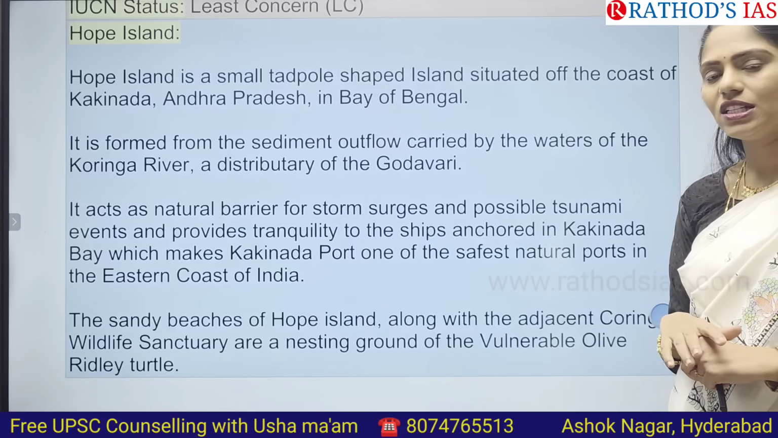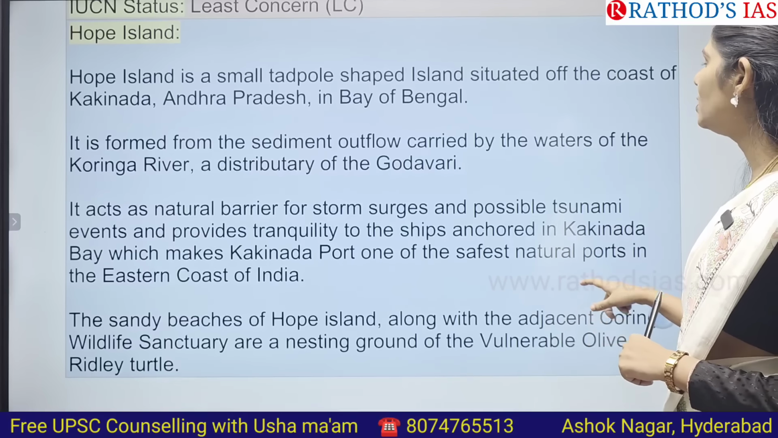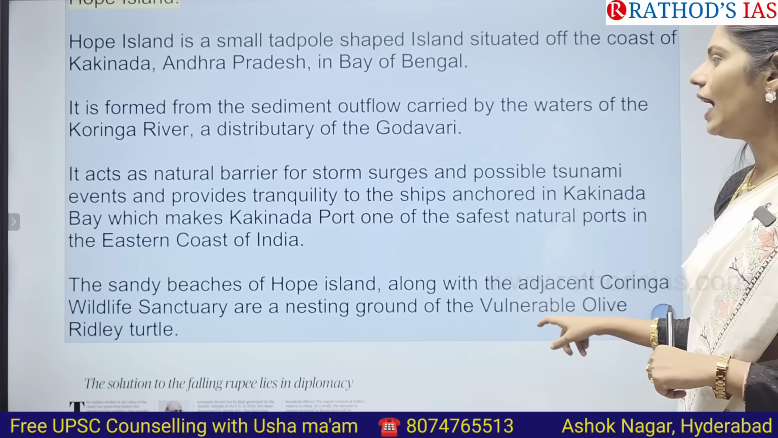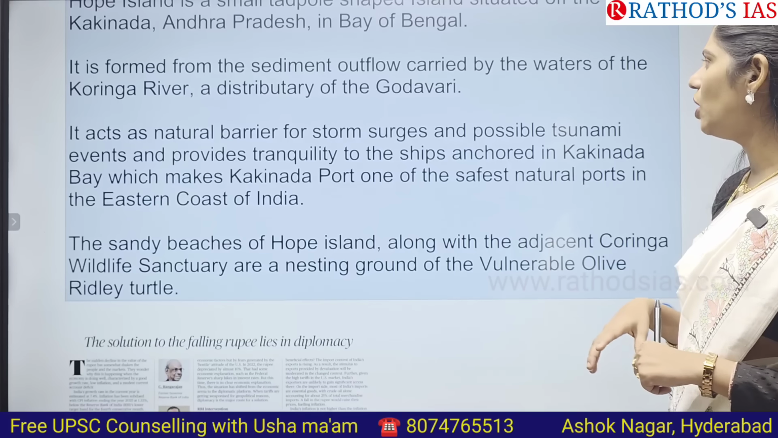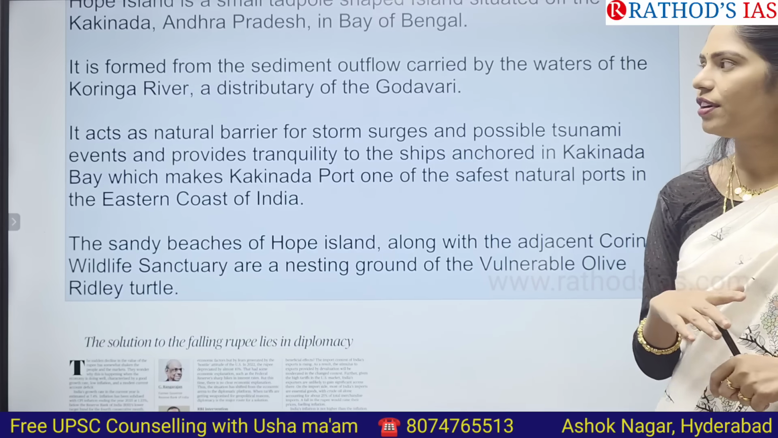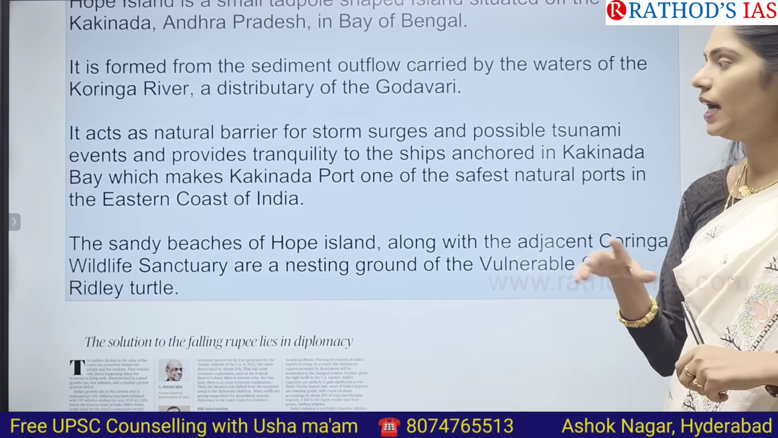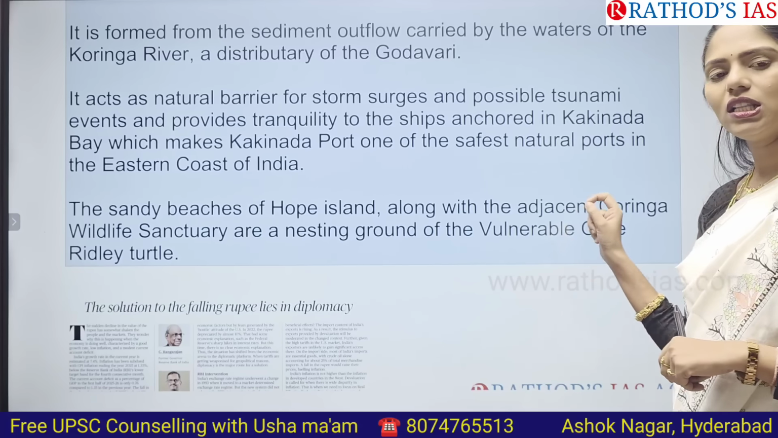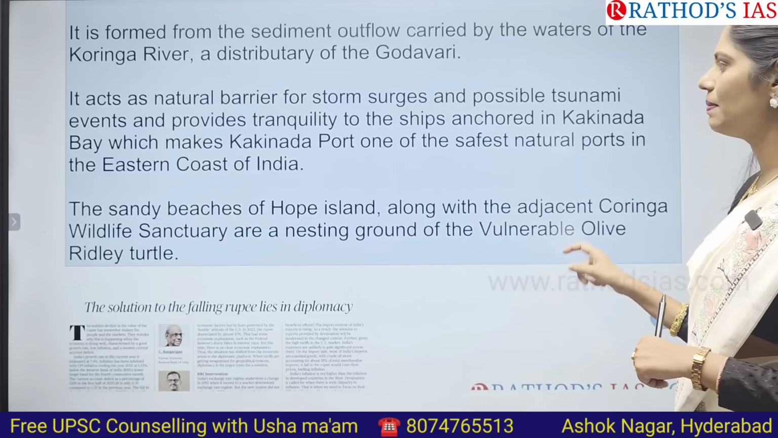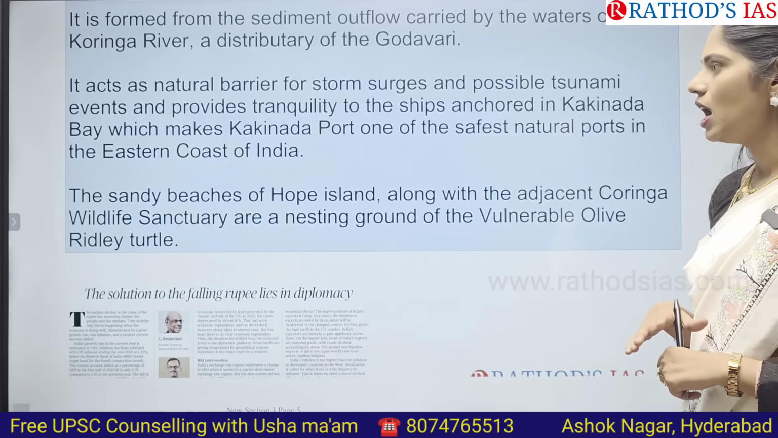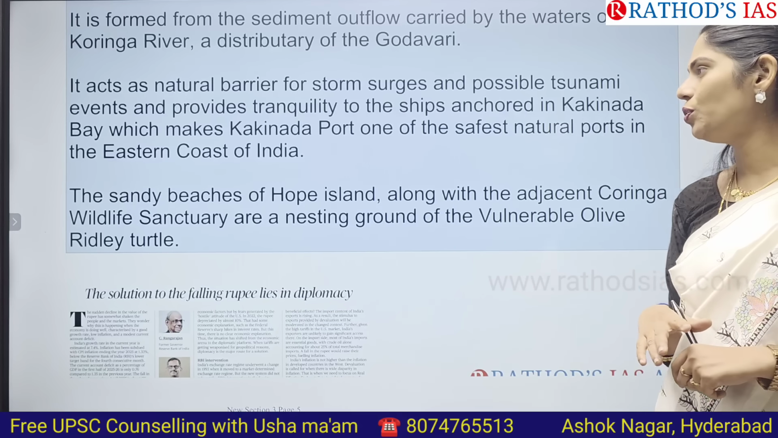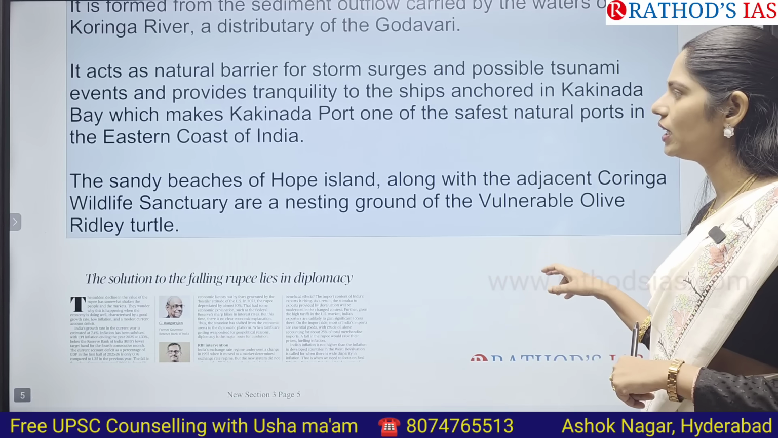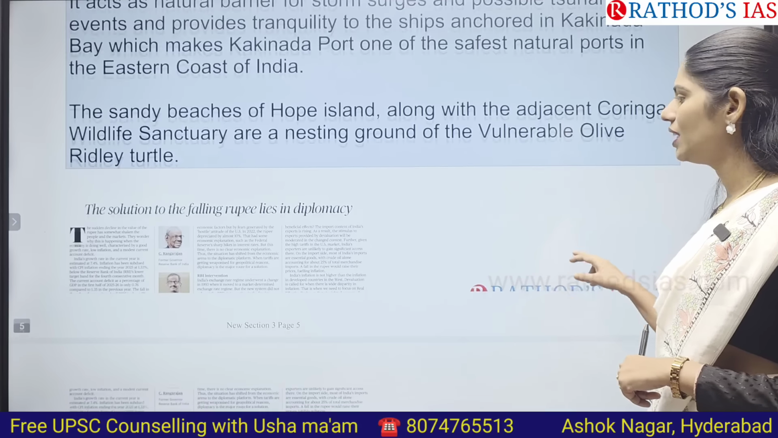Hope Island is a small tadpole-shaped island situated on the coast of Kakinada. It is formed by the sediment outflow carried by the waters of the Koringa River, which is a distributary of the River Godavari. This Hope Island acts as a barrier from storm surges and even possible tsunami events, and provides tranquility for the ships anchored in Kakinada Bay. That's the thing, guys.